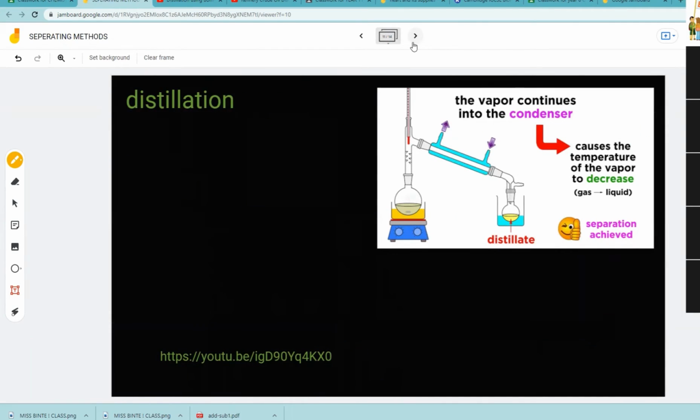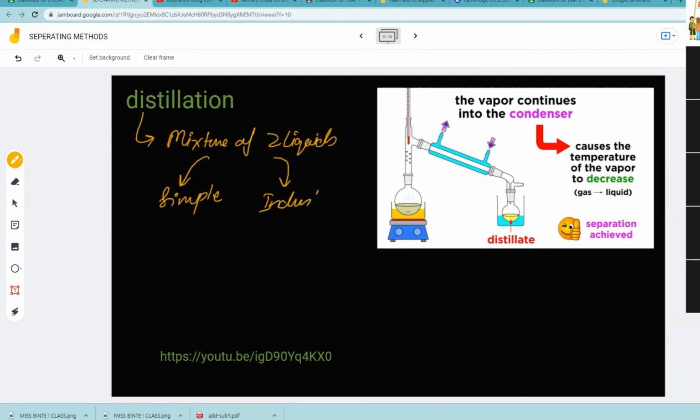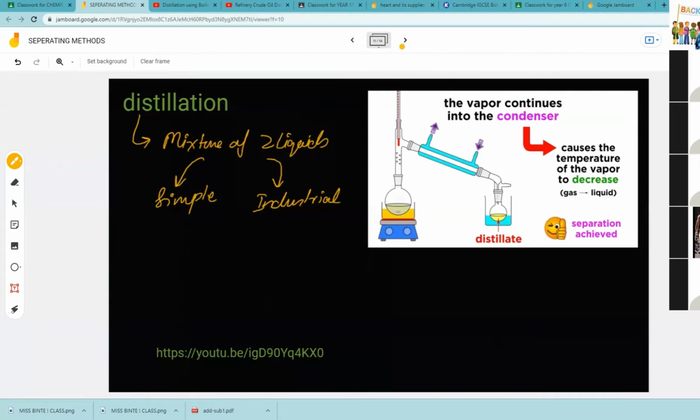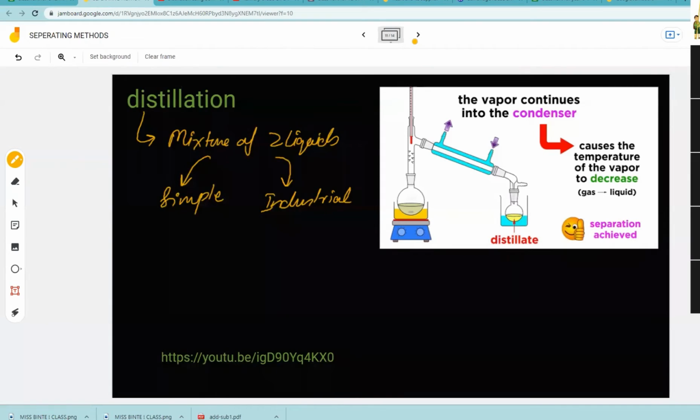Then distillation, our next process, and the last one, is distillation. What happens in this separation? Most of the time we separate when we have a mixture of two liquids. Remember this. We have two types of distillation. The first one is simple distillation, and the second one is industrial distillation. Industrial distillation happens in countries around the world. Is it clear?